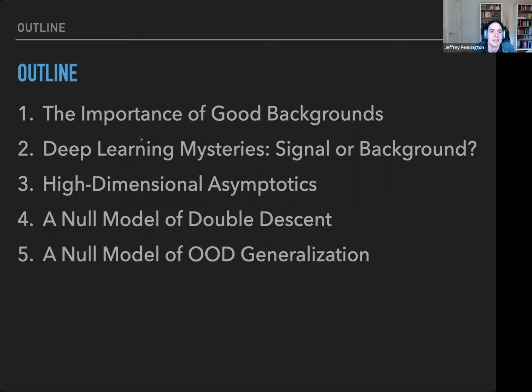The plan is to begin with a very, probably too high level introduction to motivate studying backgrounds. And I'd like to ask the question whether a couple of the mysteries that have dominated parts of the literature in deep learning over the last few years are interesting signals, or whether maybe they really should be thought of as backgrounds.